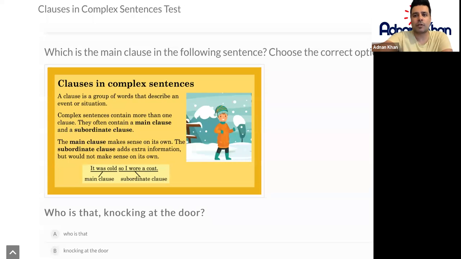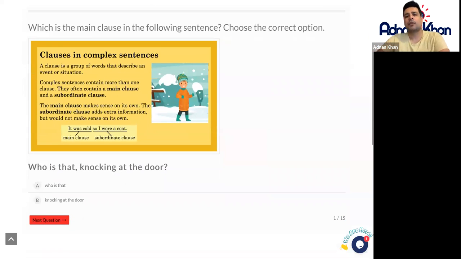So the first question example that we have here shows us which is the main clause in the sentence. So who is that knocking at the door? So the main clause here will be who is that. Knocking at the door will actually be a subordinate clause. A subordinate clause adds extra information but does not make sense by itself.